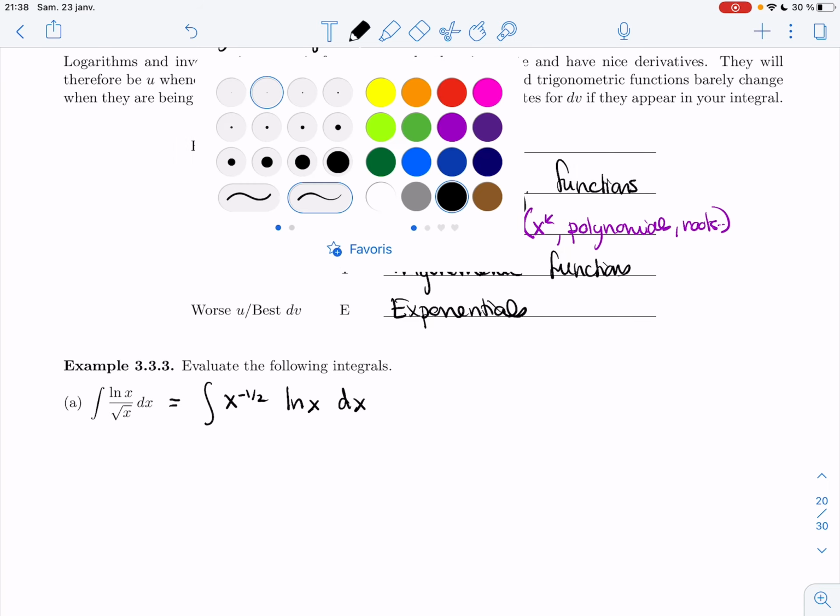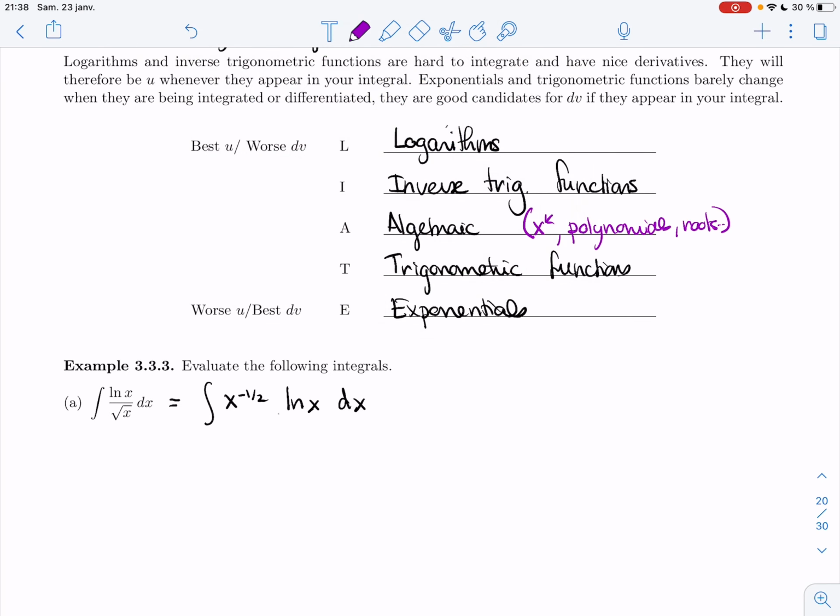Once I've done that, I can see that I have a log here. So this is an L. And here I have some power. You can even think of it as a root. So I'm going to have an algebraic. Log is first, so that's going to be your u. A is lower, so that's going to be your dv.